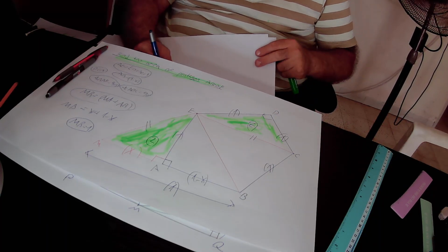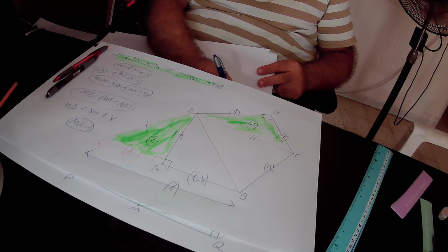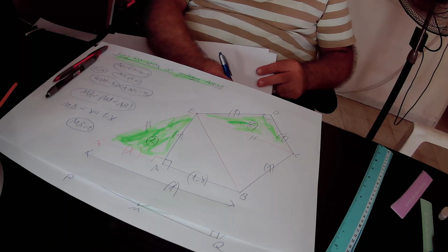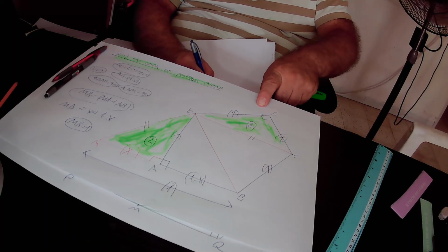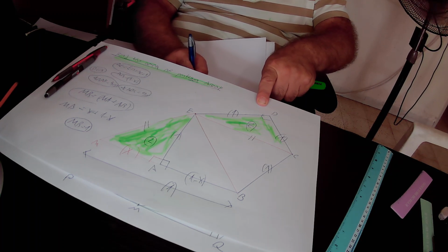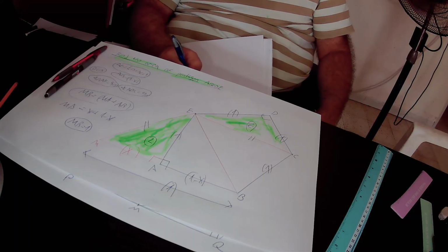So if you know that the area of pentagon ABCDE in total is equal to the area of this right green triangle EDA plus the area of this quadrilateral EABC.